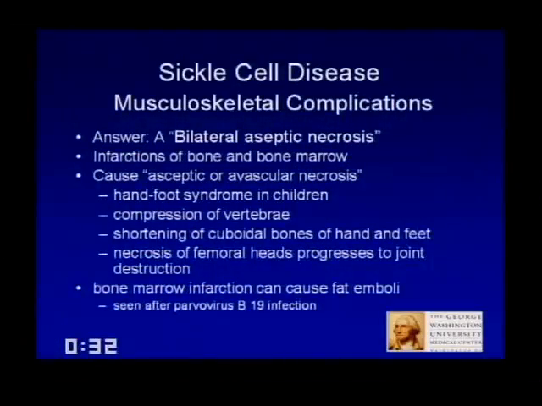Bilateral aseptic necrosis is a relatively common complication of sickle cell disease. Patients with sickle cell can get infarctions of both the bone and the bone marrow. It can cause other musculoskeletal syndromes, including the hand-foot syndrome in children. This will be covered extensively in our pediatric presentation, so I don't want to get into it. Patients commonly have compression of the vertebrae, as well as shortening of the cuboidal bones of the hand and feet.